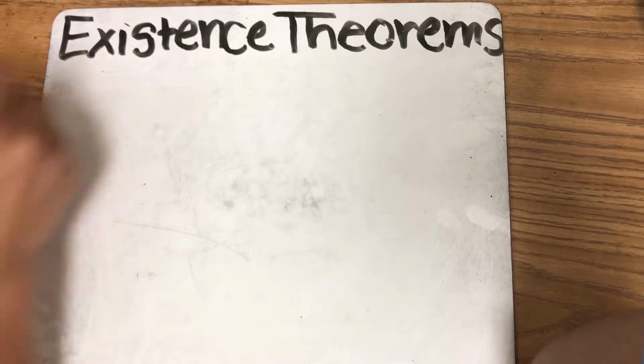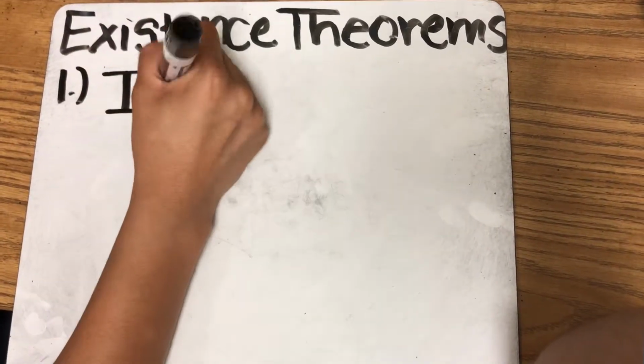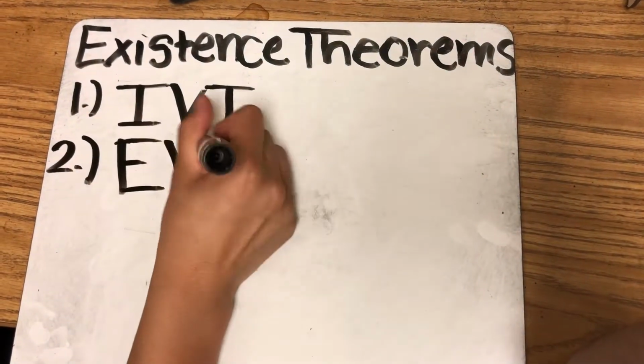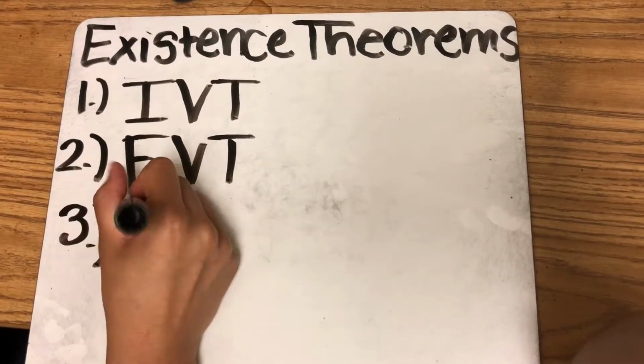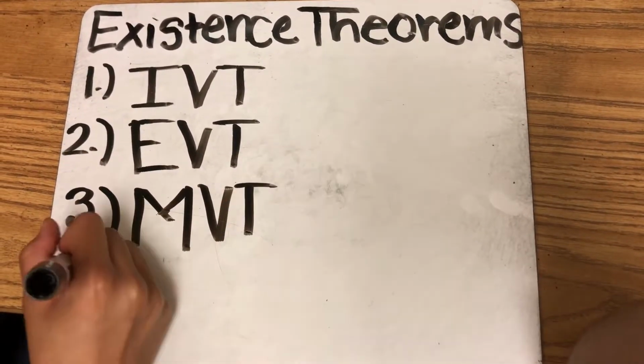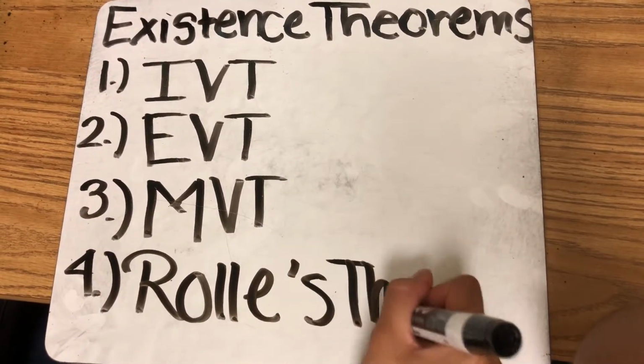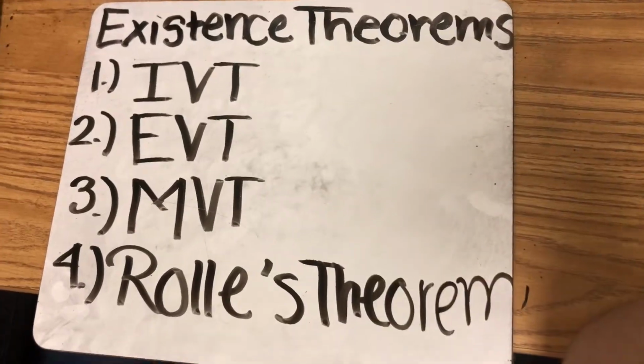So today we're going to be talking about existence theorems. Existence theorems help justify other problems in calculus, and there are 4 types that we're going to be talking about today. And they are the intermediate value theorem, the extreme value theorem, the mean value theorem, and Rolle's theorem.